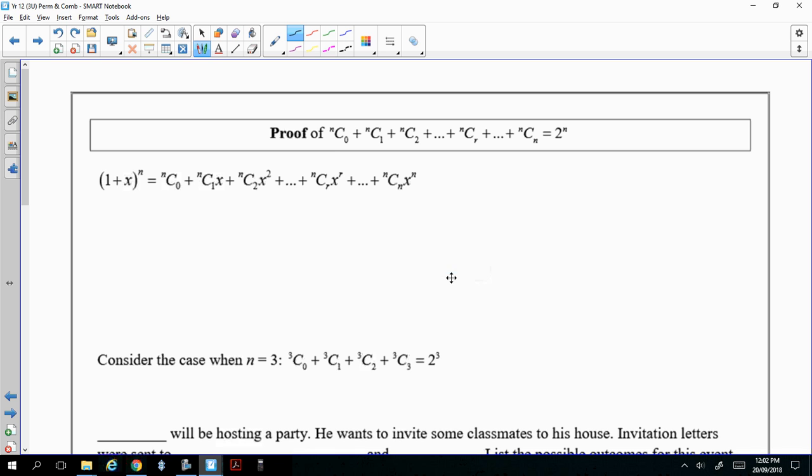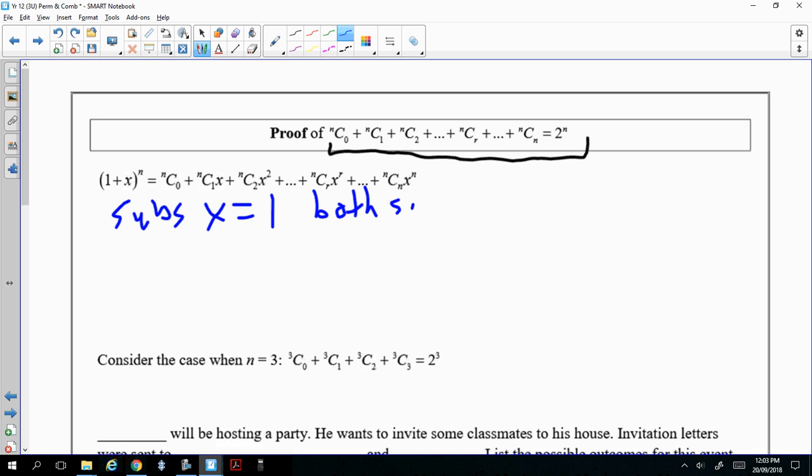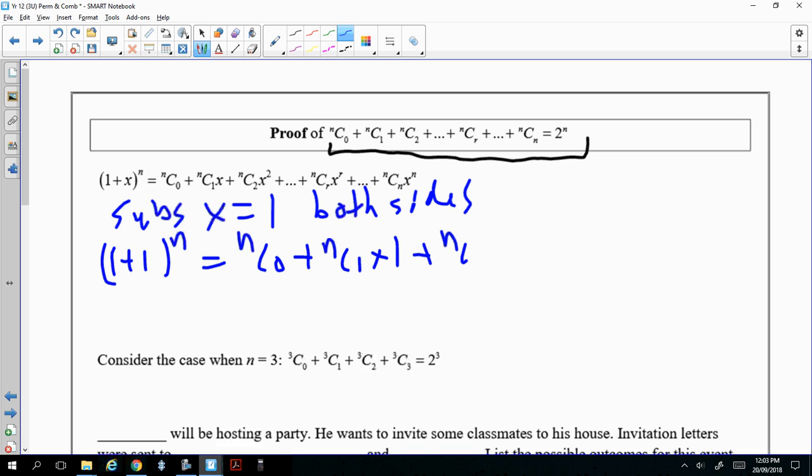Let's prove it again. To prove this, what you need to do is just substitute x equal to 1 into both sides. How does it work? You get (1 plus 1) to the power n equal to nc0 plus nc1 times 1 plus nc2 times 1 squared plus dot dot dot plus ncn times 1 to the power n.